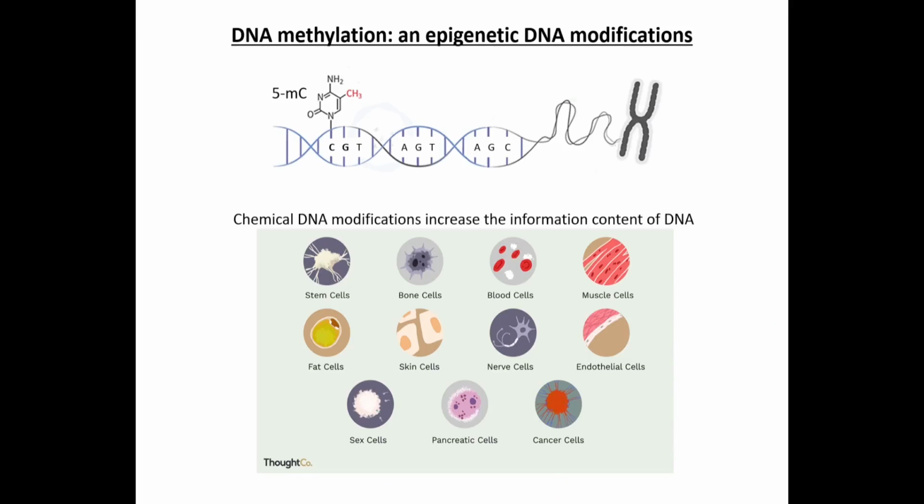DNA methylation is an epigenetic DNA modification that occurs in the dinucleotide sequence CpG. Together with other epigenetic modifications, it is responsible for the variability in function and structure of the different cells in our body that all share the same sequence.